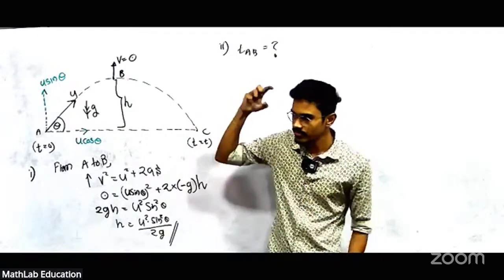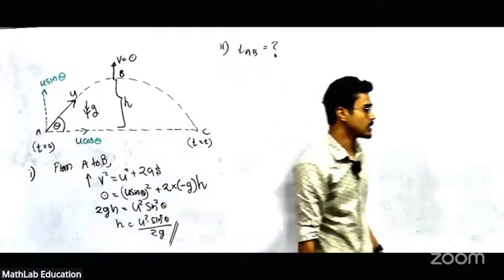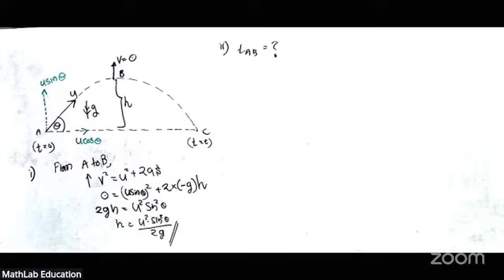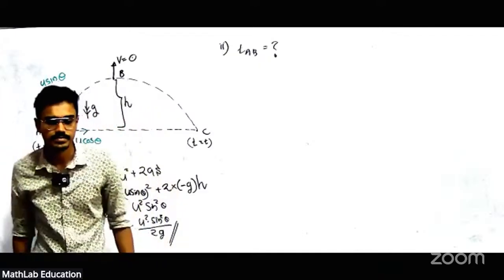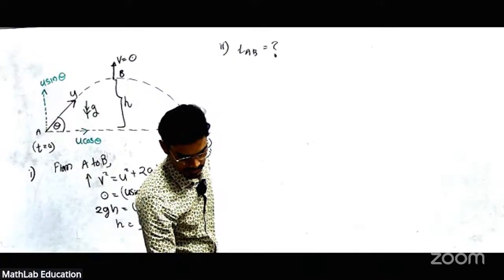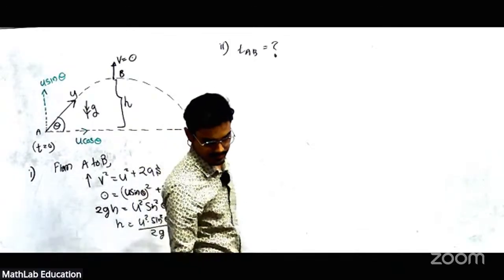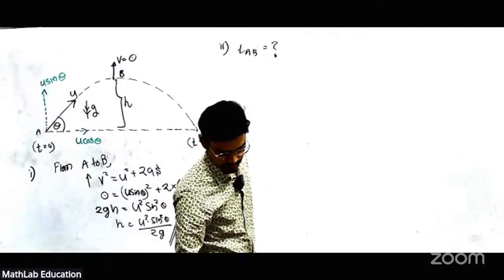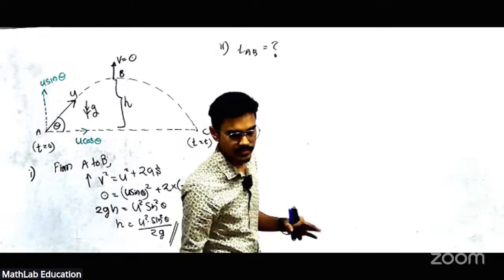Now think of one of the linear motions that is applicable here and tell me what we can do to find out the time. Think on your own before I explain. What can you say? V equals u plus at. First tell me the motion. Are you going to consider vertical motion or horizontal motion?